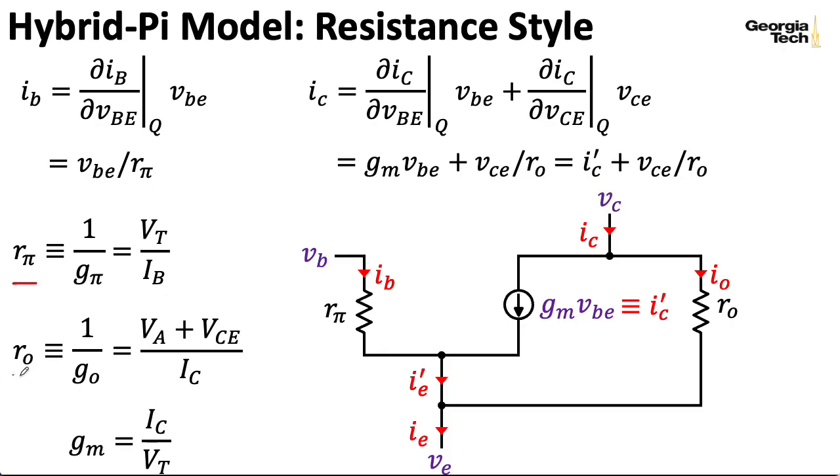So to compute these small signal quantities, we need to know what the various bias quantities are. So that is what we're going to talk about next time.